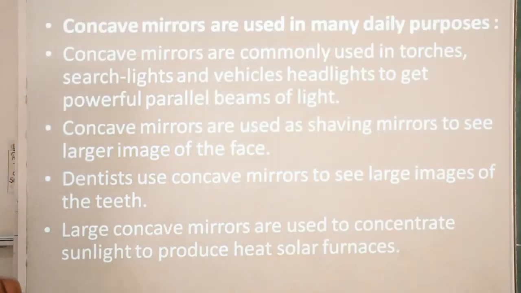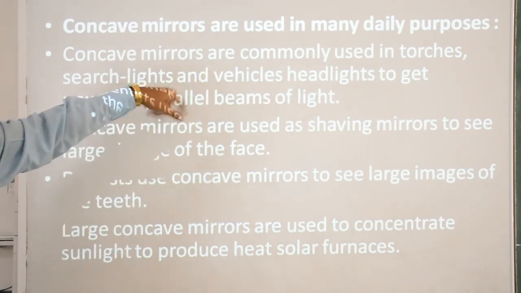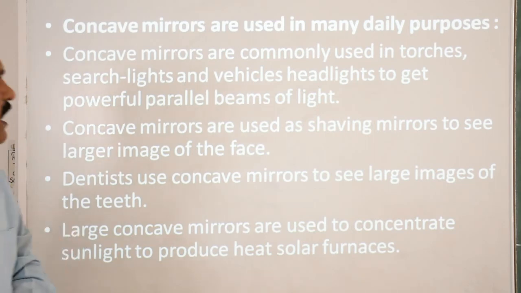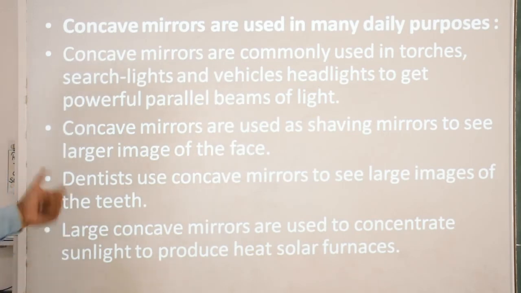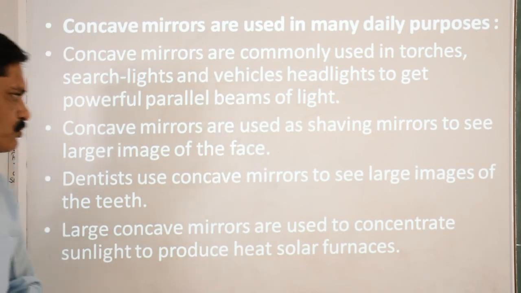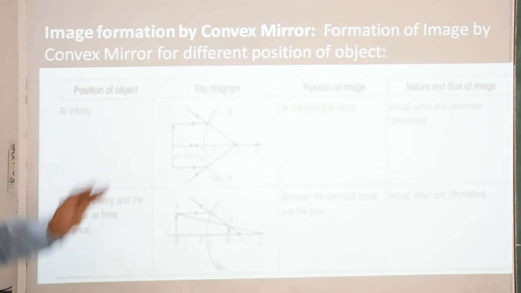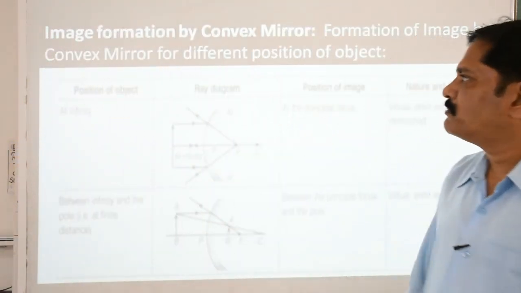Now we are moving forward. What are the uses of the concave mirror? As I told you, when light rays come parallel, torches basically work on the same principle, as do searchlights and vehicle headlights. The concave mirror is also used in shaving mirrors and by the dentist. And large concave mirrors are used to concentrate sunlight in solar heaters and furnaces. Clear?